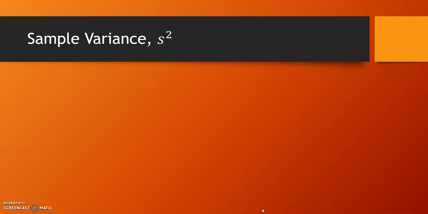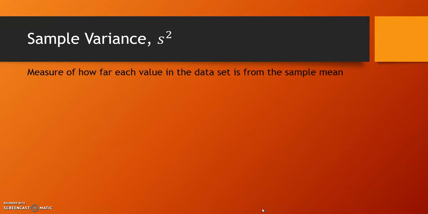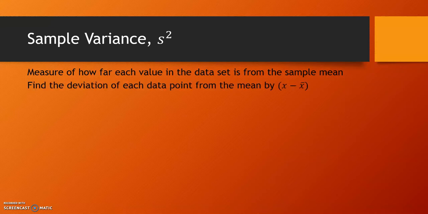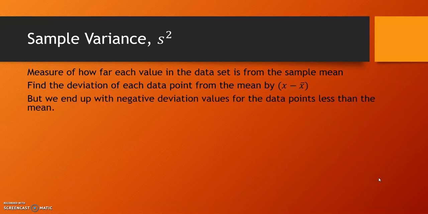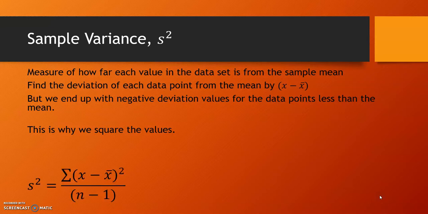Sample variance, S squared, is the measure of how far each value in the data set is from the sample mean. We find the deviation of each data point from the mean by subtracting the data point minus the mean. We end up with negative deviation values for the data points that are less than the mean. That is why we square the values when finding the sample variance. Our formula for the sample variance, S squared equals the sum of the differences squared divided by n minus 1, our number of items in the set minus 1.